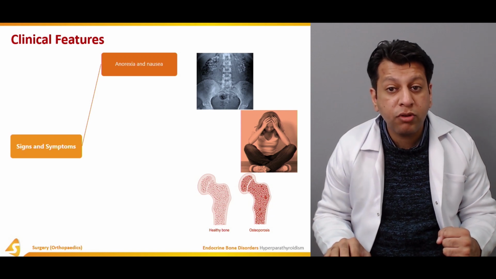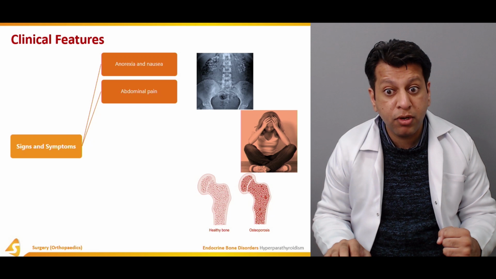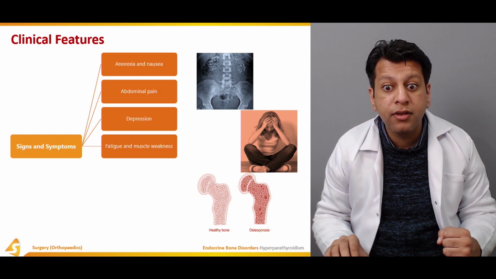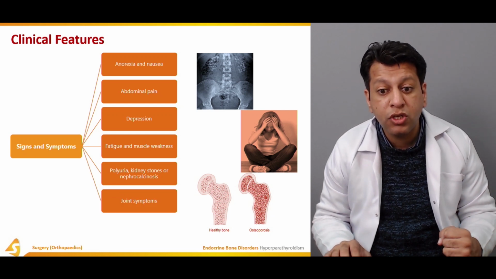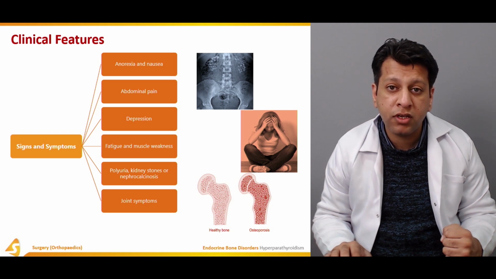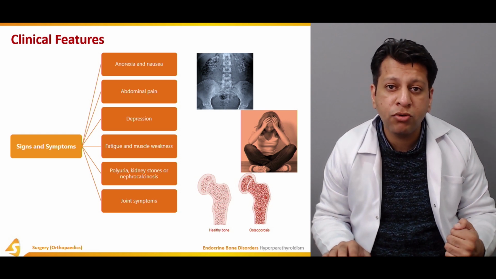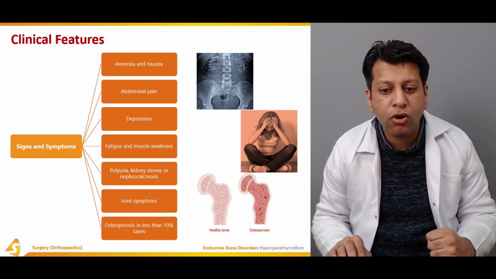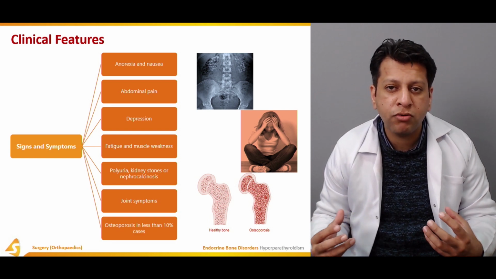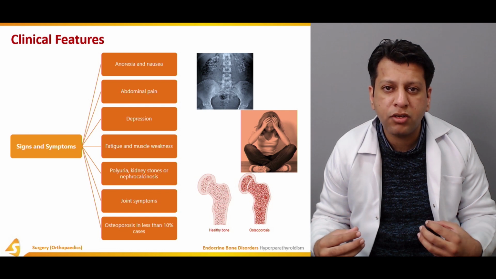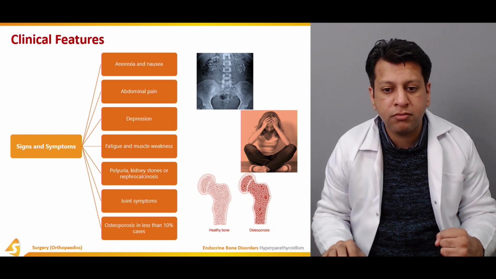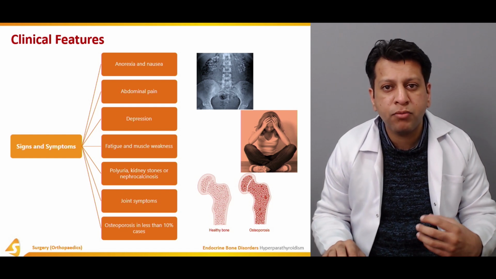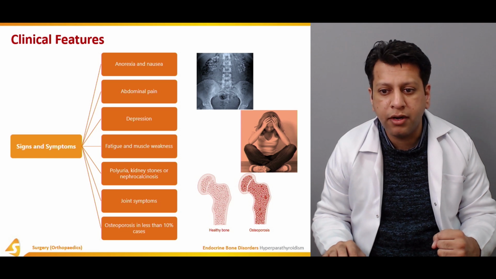Classical symptoms include anorexia and nausea, abdominal pain, depression, fatigue and muscle weakness, polyuria, kidney stones, which is also called nephrocalcinosis, and joint symptoms such as stiffness and pain, which may eventually lead to chondrocalcinosis, and osteoporosis, that are actually due to osteoclastic activity. The bones have become weak due to resorption of the bone to release calcium into the blood.